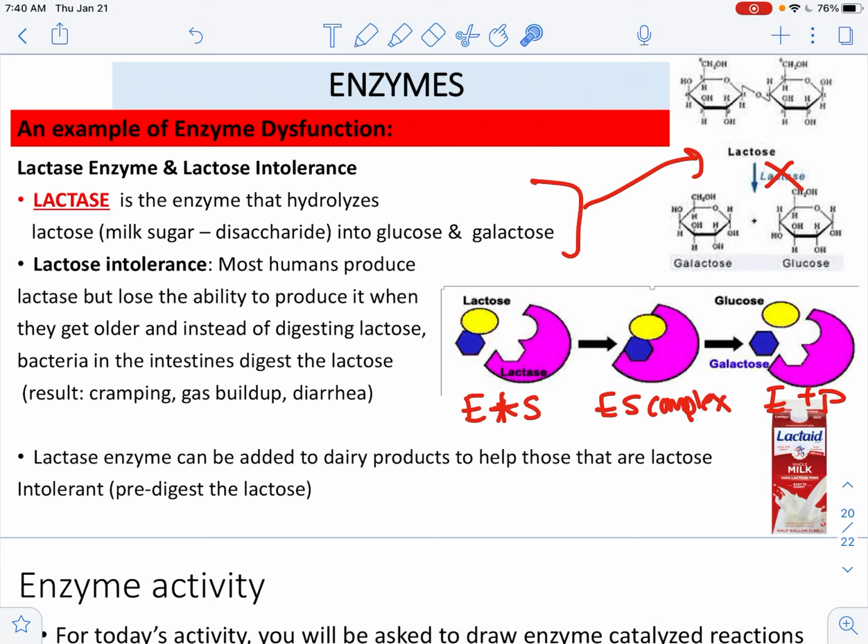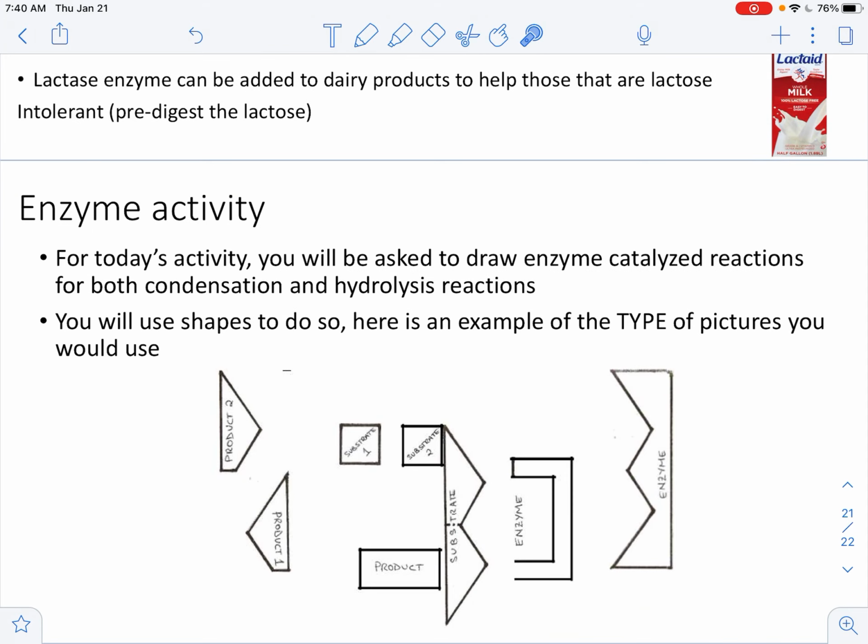All right, so next you guys are going to do the enzyme activity. And so basically, there's a part where it's asking you to draw with shapes a reaction. And this is pretty much what we're asking you to come up with, to use shapes, okay? And so here's an example of some shapes. So you may want to take a screenshot of this just so you have it to look back to when you start the activity.